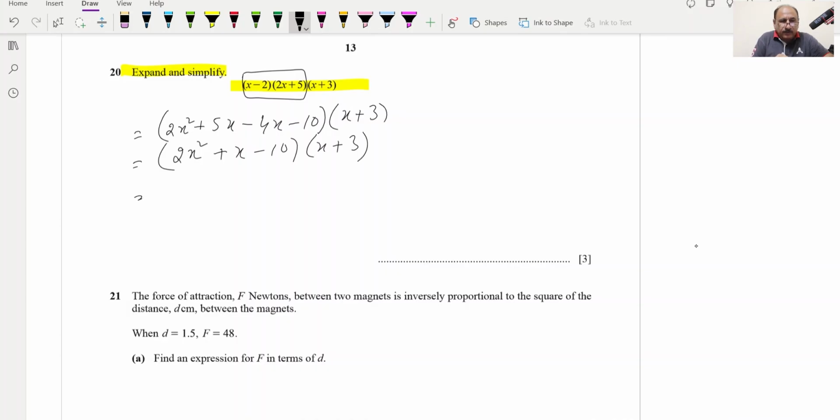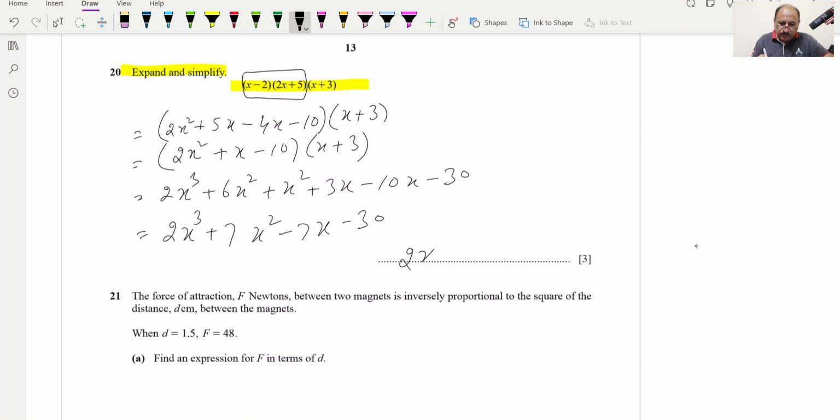Now we can multiply again, so it will be 2x squared into x will be 2x cubed, and 2x squared multiplied by plus 3 will be plus 6x squared. x into x will be x squared, and x into 3 will be plus 3x. Then minus 10 into x will be minus 10x, and minus 10 multiplied by plus 3 will be minus 30. Now this is done. We can again add like terms: 2x cubed plus 7x squared, and 3x minus 10x will be minus 7x, and minus 30. This will be the final answer which we can provide in the specific place for the answer. 3 more marks done.